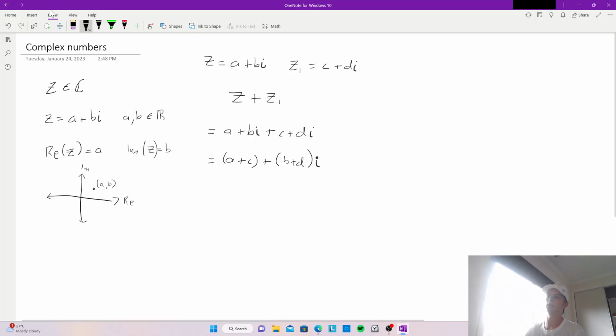Subtraction's literally just the same. z minus z1, you end up just getting a plus bi, which is your z, and then subtracting z1, which will be minus c minus di. You've got to remember to apply the negative to the whole term.